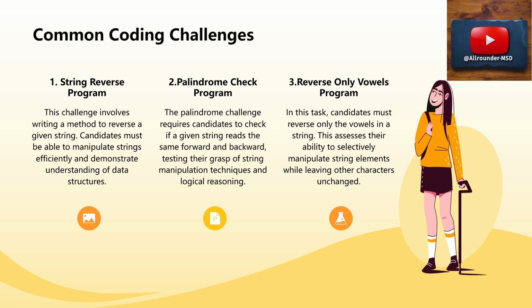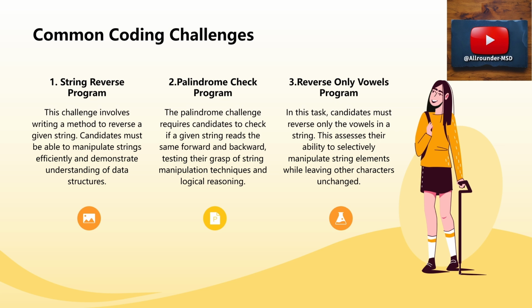In this video I'll mainly focus on 3 programs. This is a part 1 video, so I'll be making more videos on the coding questions going forward. I'll make every video with 3 questions, so it will be easily understandable. Today I'll explain these 3 programs. One is the string reverse program, another is the palindrome check, and the other one is reversing only vowels. If a given string has characters along with vowels, we will only reverse the vowels in the given string.